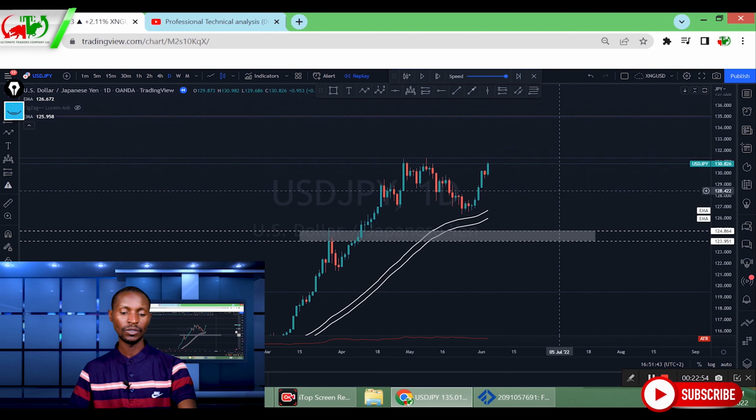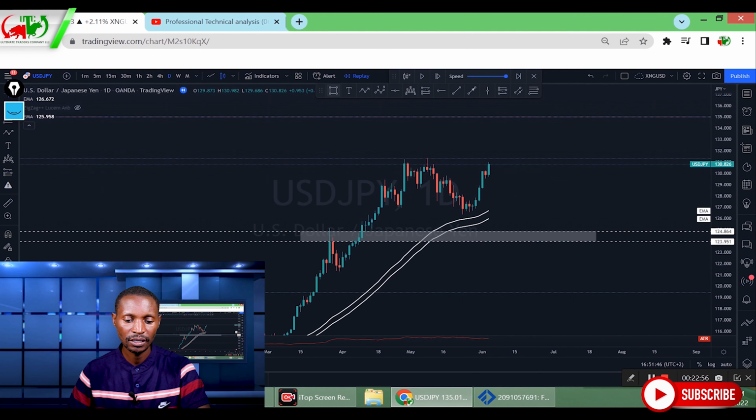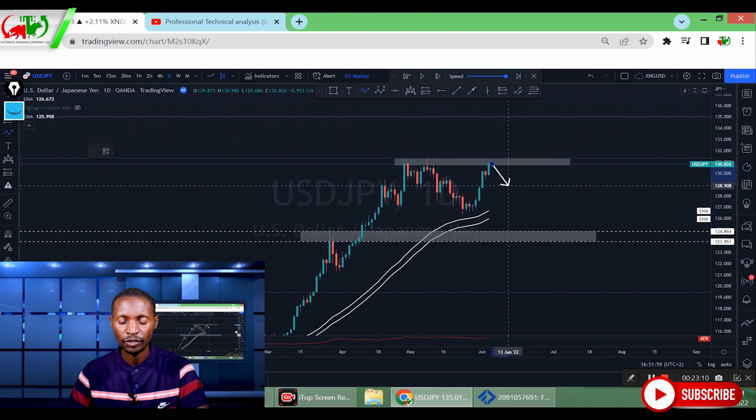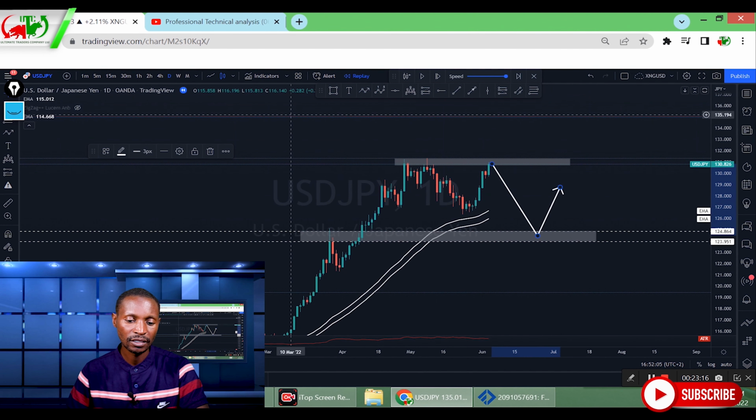USD Japan Yen was in an uptrend, and it was trading at this minor, temporary resistance. The idea was that if the market gives us a double top here, we would look for selling opportunities until the market reaches this major support, where we could look for buying opportunities.